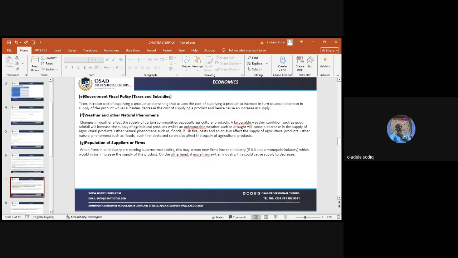Then we also have population of suppliers or firms. So when firms in an industry are earning supernormal profit, when we say supernormal, that is, they are earning a very high profit. Imagine you are earning more profit. Your profit is at a high level. It will attract new firms.